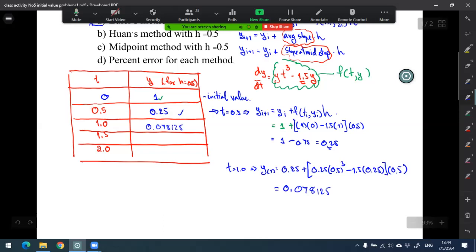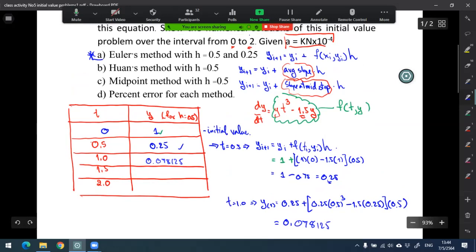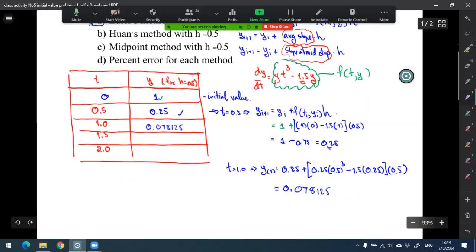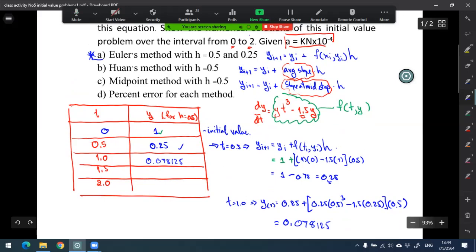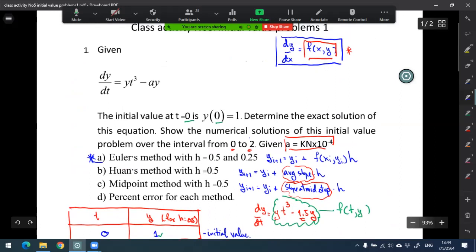Now, do you understand? Are you okay with the example for the Euler method for this case? If you have no question about the Euler, we will move to the next method. Before we move to the next method, I will create the Excel sheet for this problem first. But before we do that, we should solve for the exact solution first.